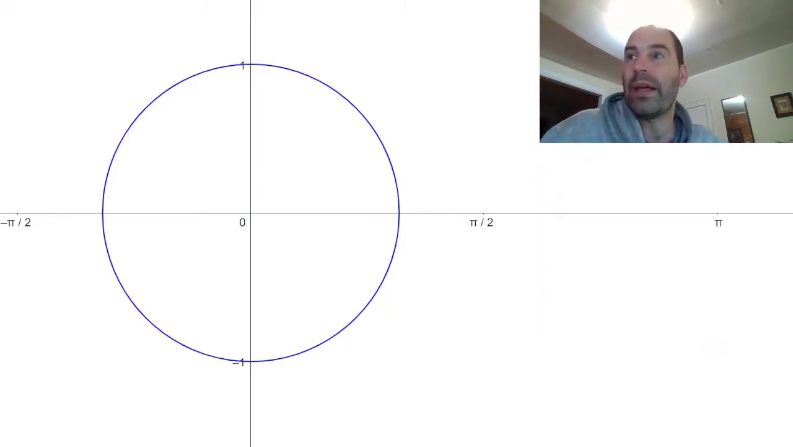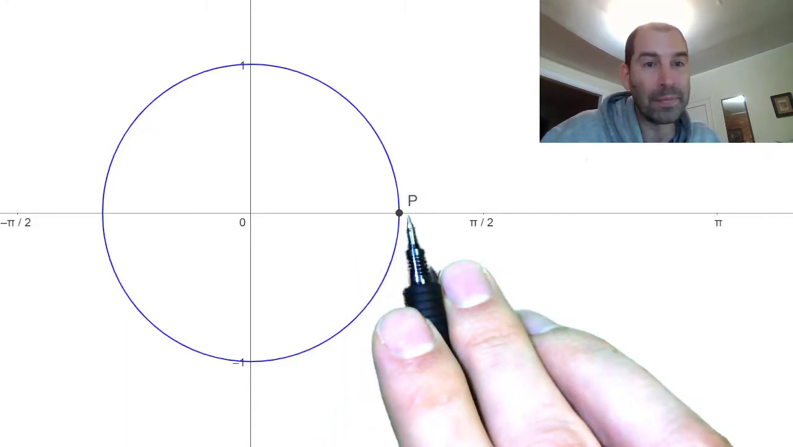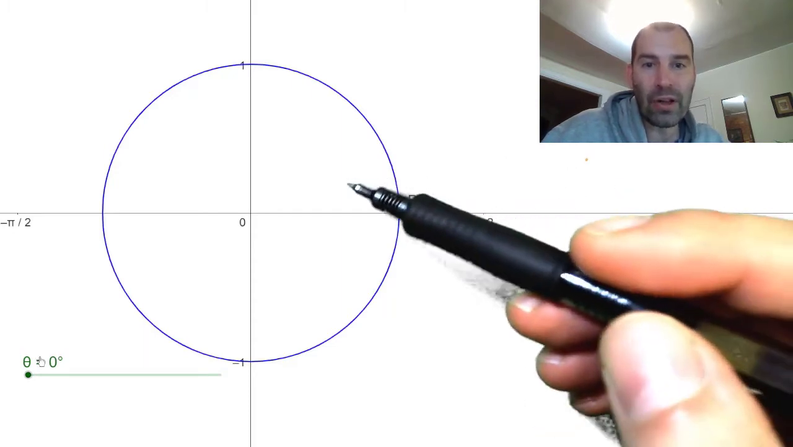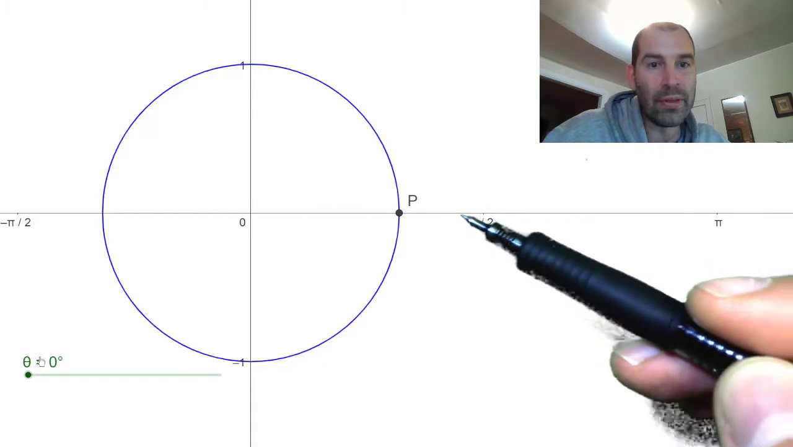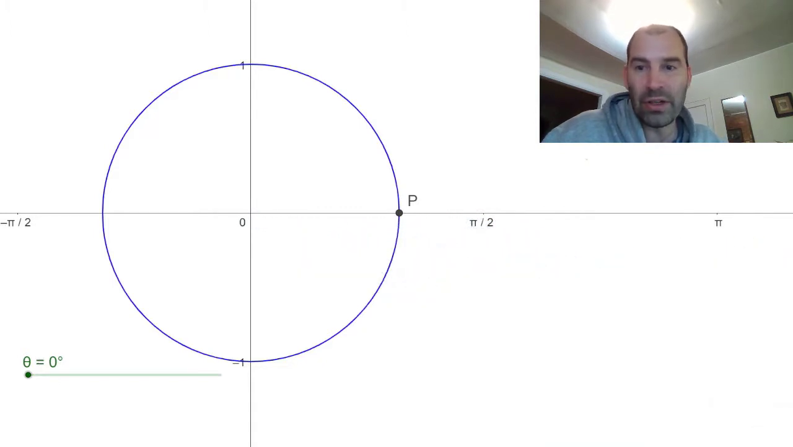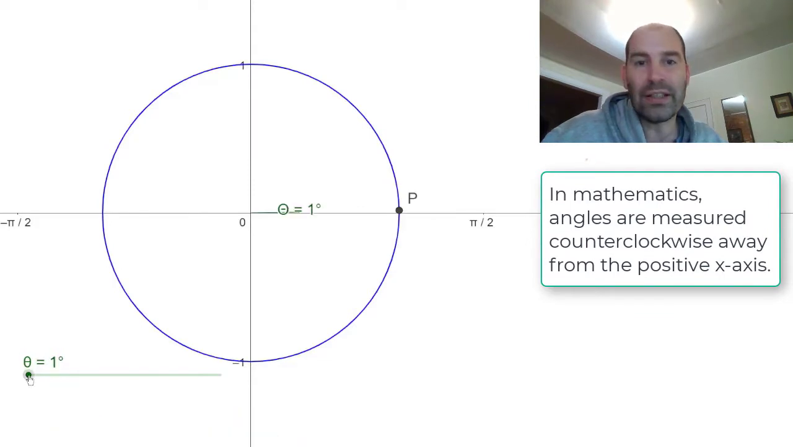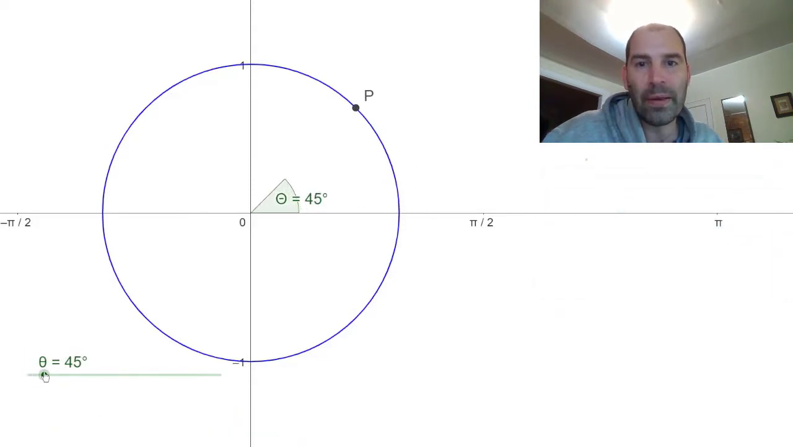Now what we're going to do is take a point on this circle. All right, there it is, point P. And I'm also going to consider the angle that that point is off of the positive x-axis. We always measure our angles counterclockwise away from this line, the positive x-axis. So you can see right now my angle here is 0 degrees. As I change this angle, my point moves around the circle. As I increase my angle, the point moves around and around and around.